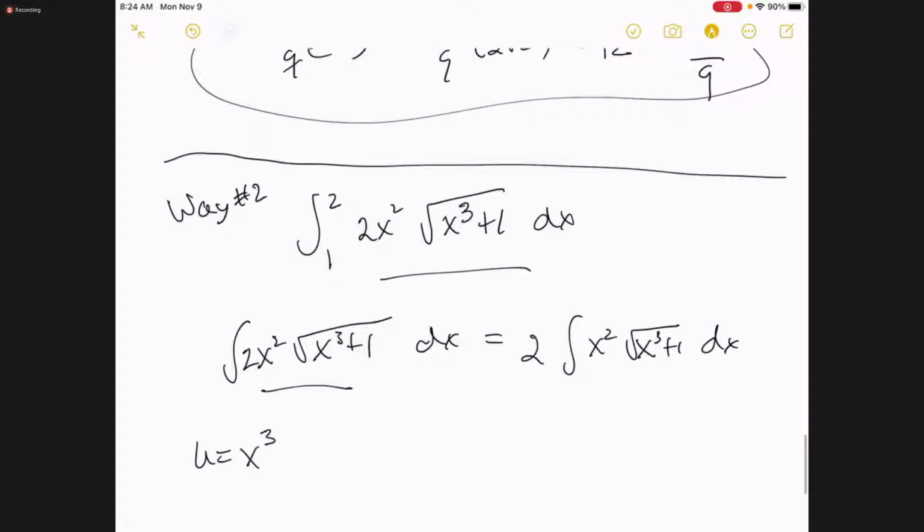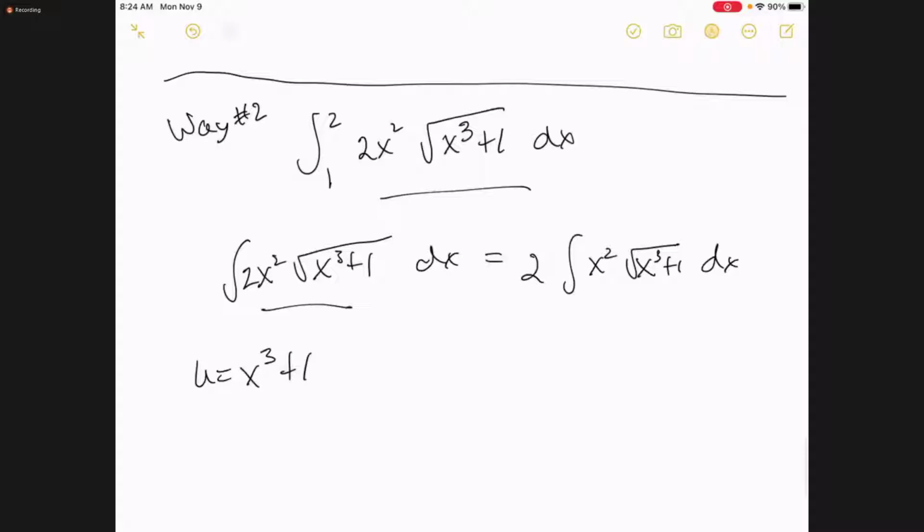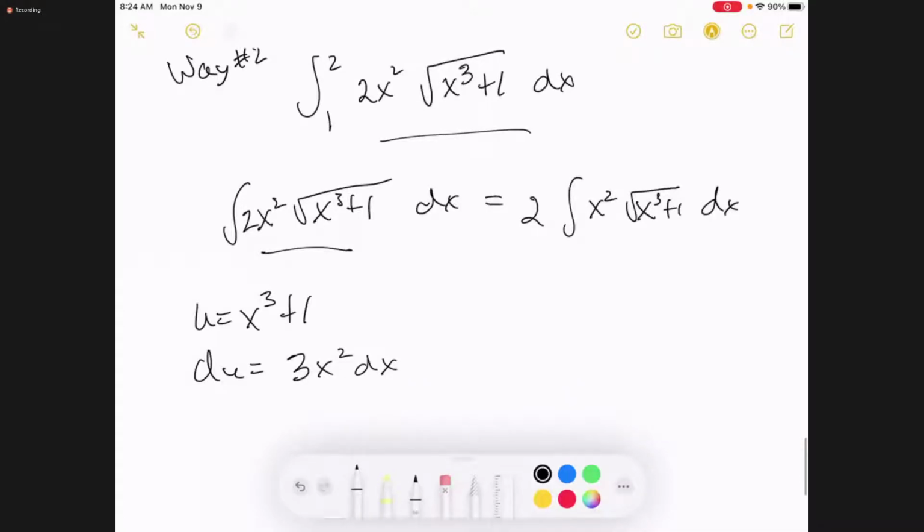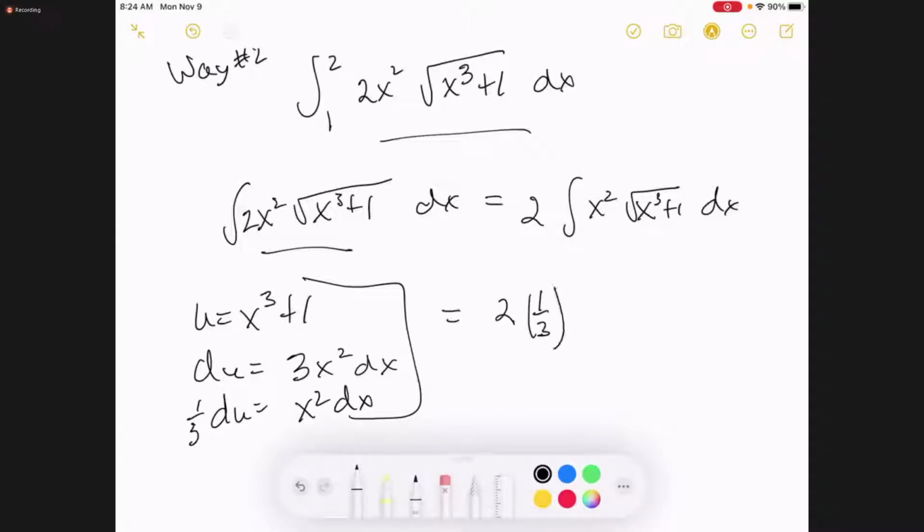u is x cubed plus 1. du is 3x squared dx. So the integral becomes, and 1/3 du is x squared dx. So you get 2, and I'm going to go ahead and bring that 1/3 out. And then it's the square root of u du.